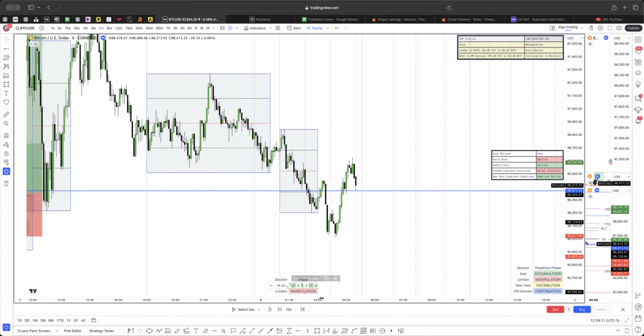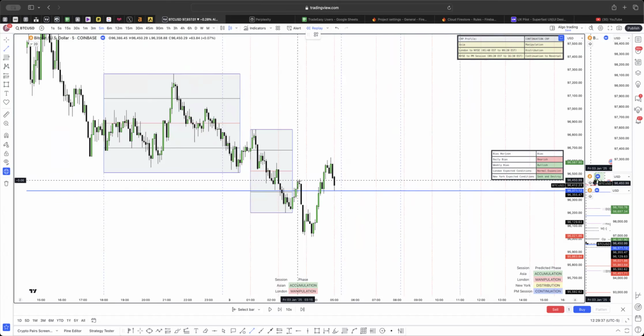Okay. So we know that we came into a key level. We know that London is a manipulation. And we know that the New York expected condition is seek and destroy, bullish seek and destroy, meaning any bullishness we'll see will be met with upside moves, right? So we saw that there's a structural break here.